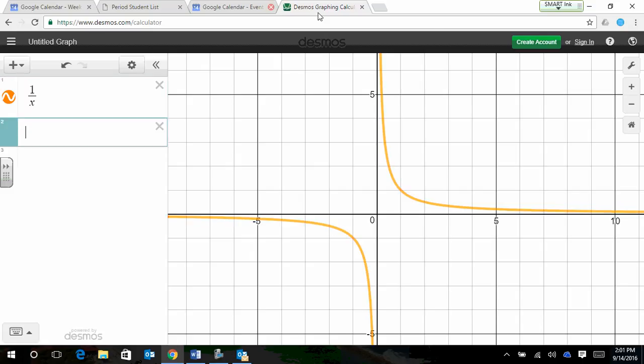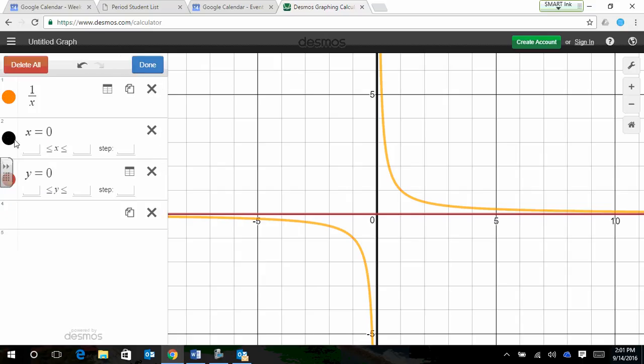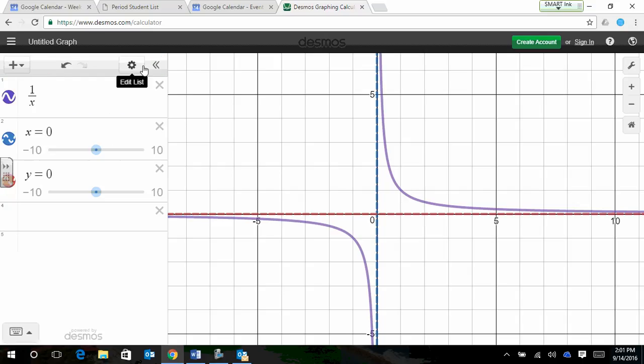And we get our function that we're expecting to see. Okay, I'm in projector mode. And then let's just do x equals 0 and y equals 0. And I'm going to change the color of the x equals 0 and the y equals 0. So I can click on the settings, and I want this to be maybe blue with a dashed dotted kind of thing. Red's probably okay, but I want it to be dashed or dotted. And maybe I don't want orange, because orange doesn't really stand out very well, so I'm going to choose purple for my original function. Okay. So, very short period of time, we've graphed y equals 1 over x.